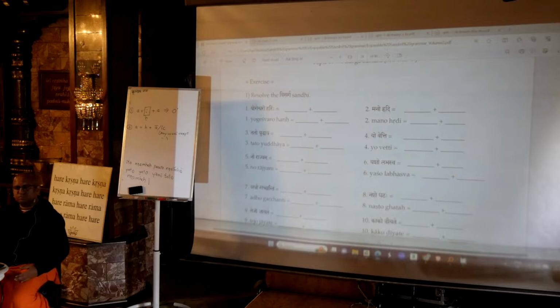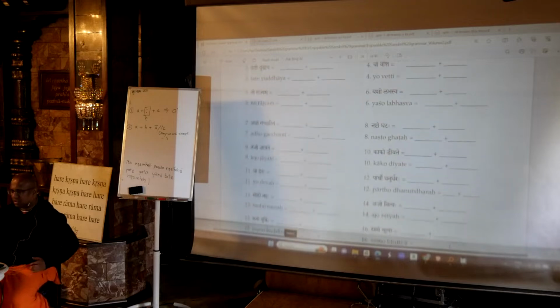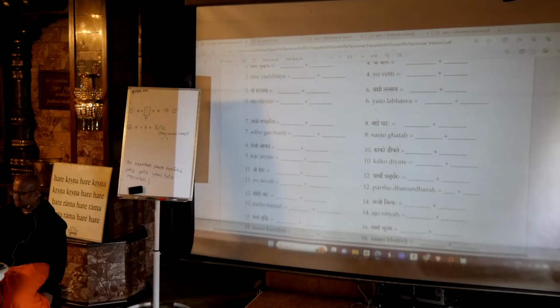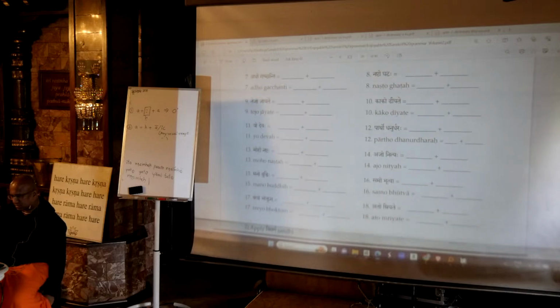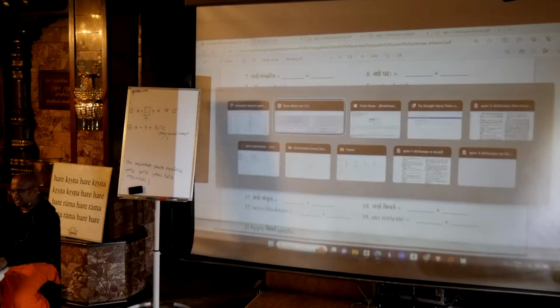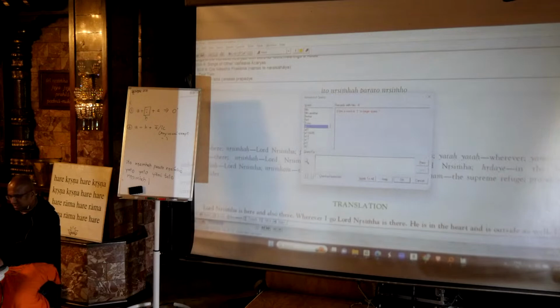Tejo jayate. Tejah jayate. Kako diyate. Kakah diyate. The crow flies. Like that. Yo devaha. Partho dhanurdharaha. What should it be? Dhanurdhara. Exactly. Who is Partha? Arjuna. Yes. Very nice. Samaha bhutva, ajaha nityaha, nashto moho smritir labdha. You can see nashto moho. It is basically nashtaha mohaha turning into O. All these. Arjuna says this to Krishna, right? Nashto moho smritir labdha.